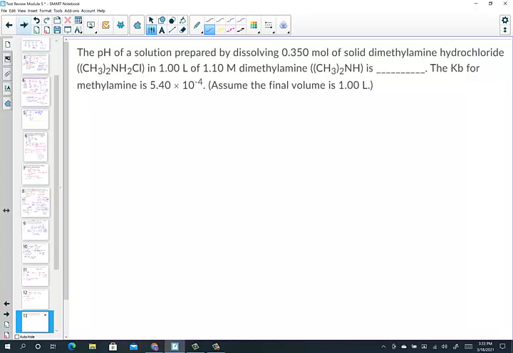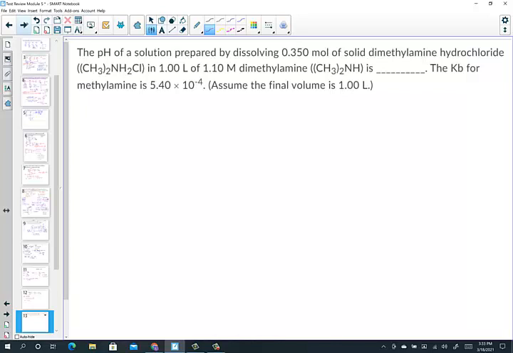I picked this problem, just a plain old buffer solution problem, simply because I saw several people miss it on the test last term, and I know we haven't taken it yet this term, so let me give it a read through.